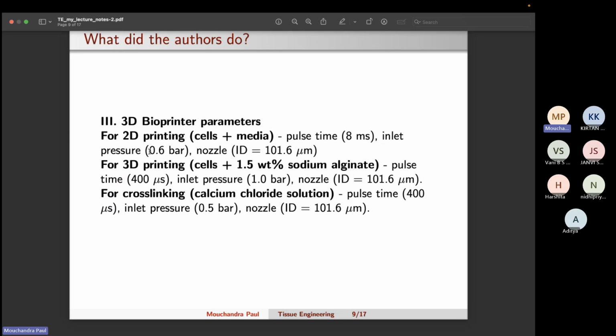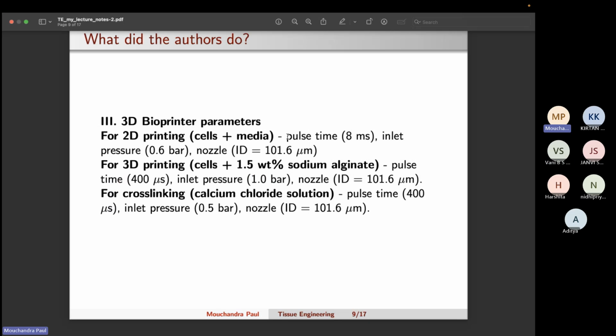This pressure will depend on the viscosity of your bioink. When they were using only cells and media, which is basically watery, they were using less pressure. But when you're using a hydrogel like sodium alginate, which is slightly more viscous, you have to use a bit more pressure. So in this way, you have to optimize.